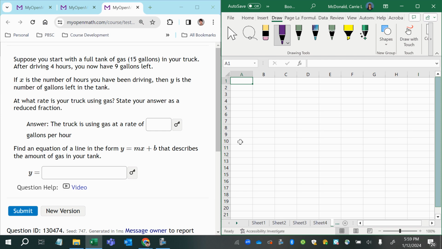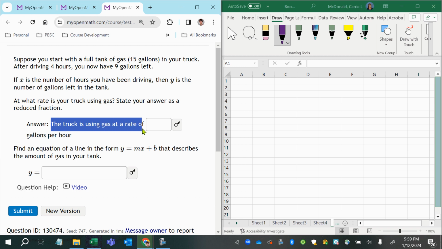All right, so the first answer we are looking for is the rate that the truck is using gas. It says the truck is using gas at a rate of what per hour? It has blank gallons per hour. So I'm looking for gallons per hour.